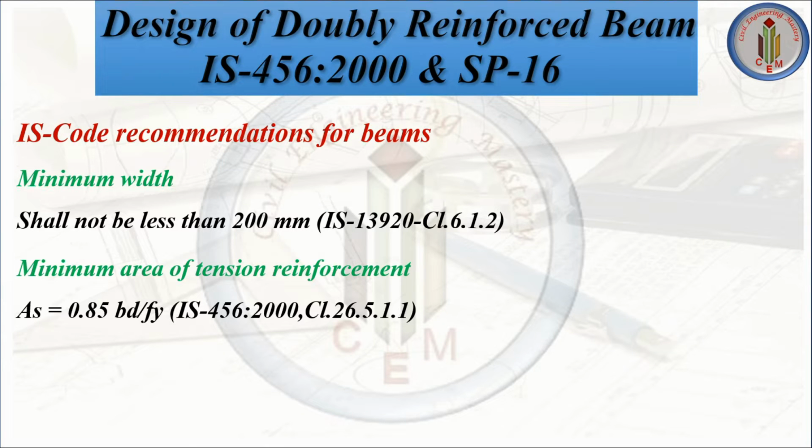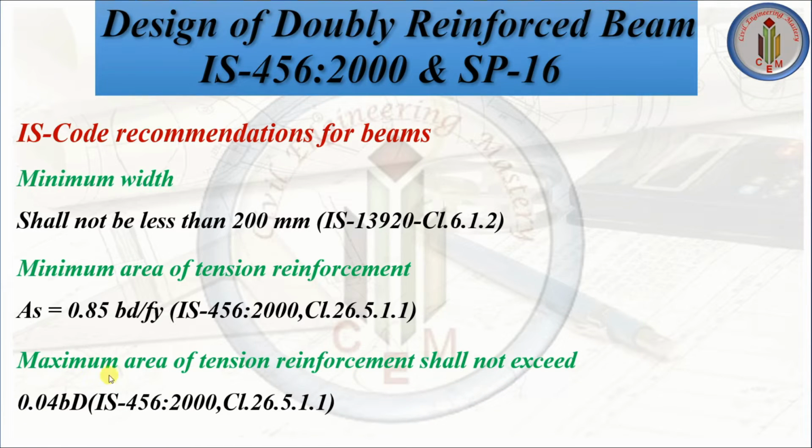Minimum area of tension reinforcement. In some cases where the load is less, we get less steel than the minimum required steel. So we have to make sure that we provide the minimum area of tension reinforcement. For that we use this formula: area of steel is equal to 0.85 bd by fy. Here fy represents the grade of steel, b is the width of the beam, and d is the effective depth. This is given in IS 456:2000.